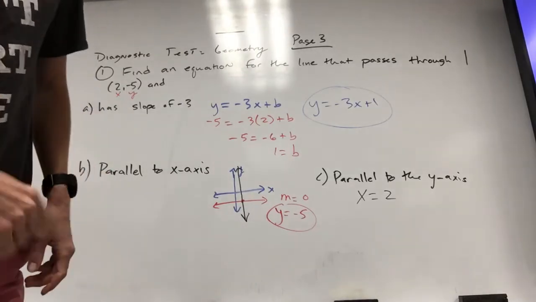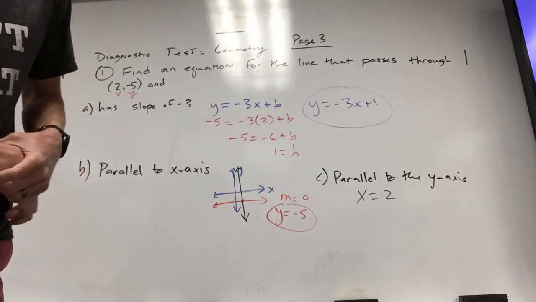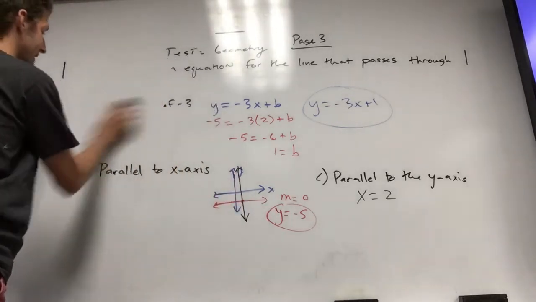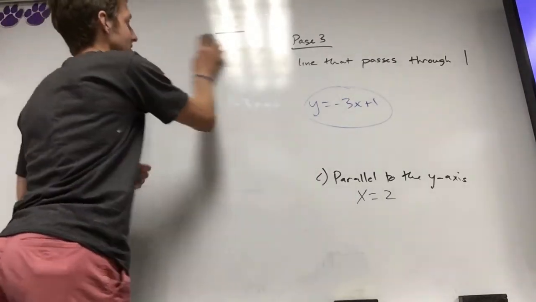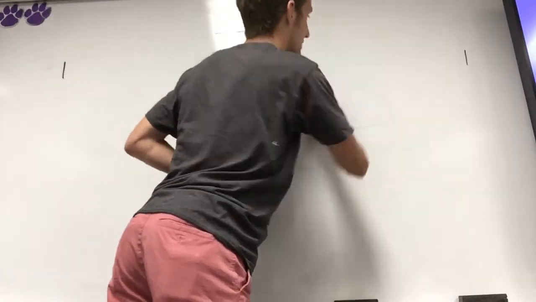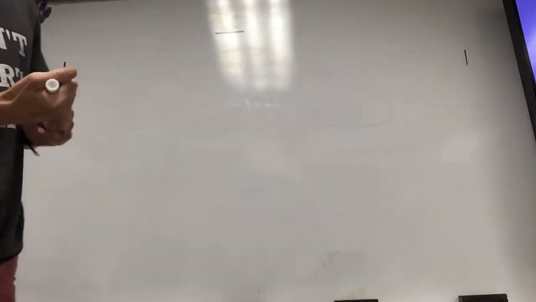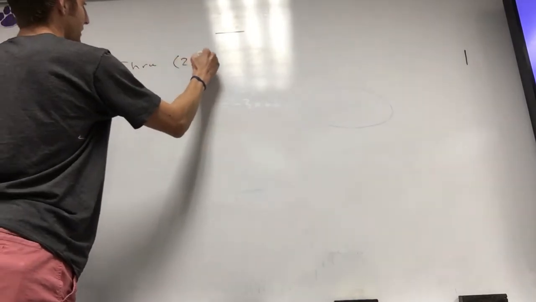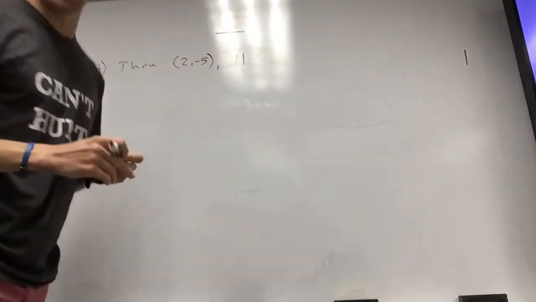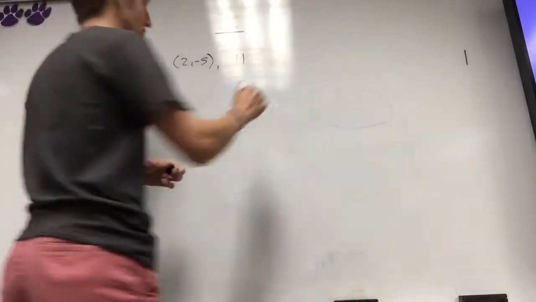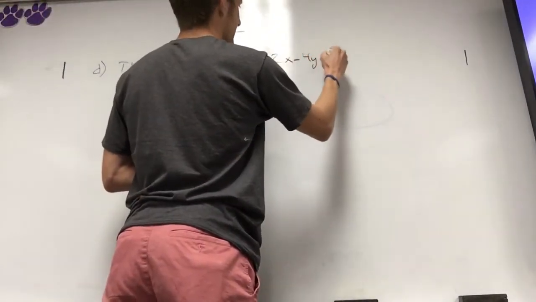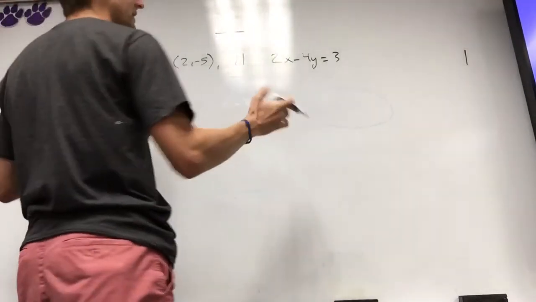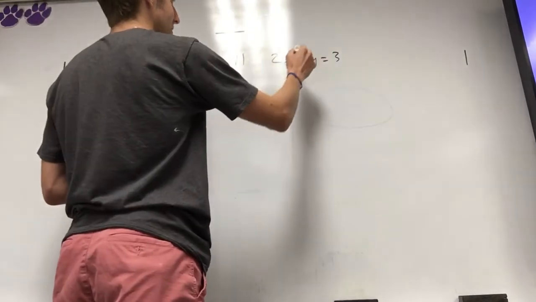All right, look at D, parallel to the line 2x minus 4y is 3, as I try to erase this just like you're in class here. So it goes through (2, -5), and it's parallel, those 2 lines mean parallel, to 2x minus 4y is 3. Did I read that right? Yeah. Okay, so parallel lines have the same slope. Therefore, I shall find the slope.